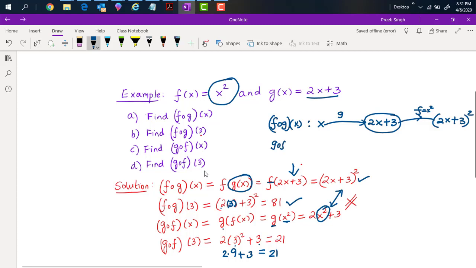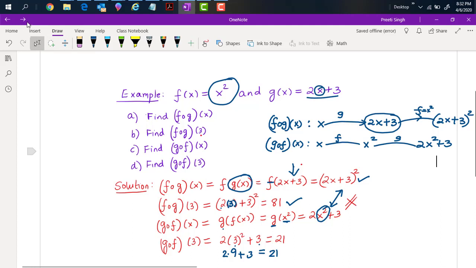And similarly, if I have GOF of x, again I start with an x, but I apply f first because you go from right to left. So you apply f first. If I apply f, I simply get x squared. And then I apply g. So where is my x in g? It's 2x plus 3. So I now have 2x squared plus 3. Right? So that's another way to calculate GOF and FOG. You can input any value, whatever value is given, 3, 4, -1, in the place of x, and get the same result. Okay, let's go to the next one.